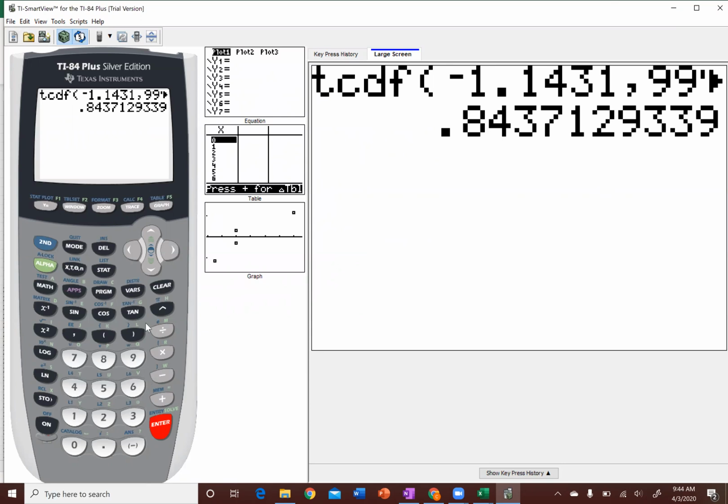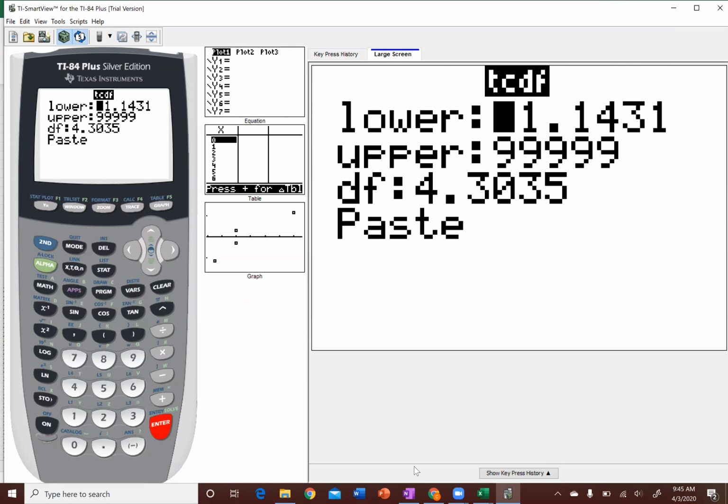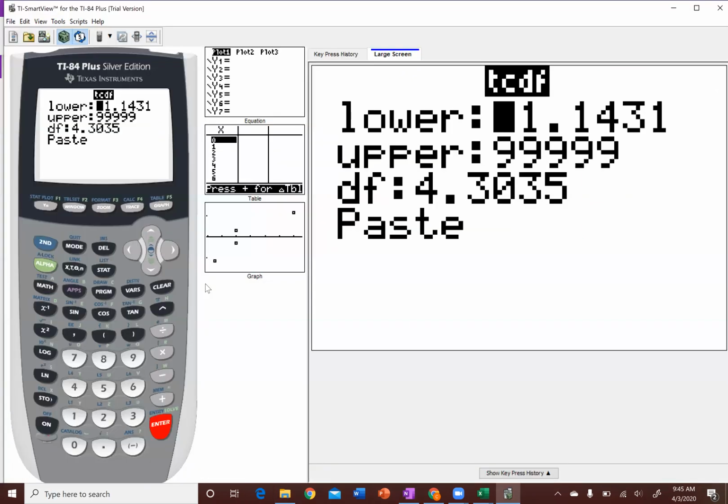Oh, you know what? I made a mistake. Hopefully you were screaming and yelling at the screen. But of course, let's go back to TCDF. What did I do wrong? Well, let's look at the statement of my p-value. I'm looking for the probability that t is less than negative 1.1431. So that number is actually the upper bound. So good job if you caught that. Now the thing is, I caught that after the fact because I saw that my p-value was so large, and typically a p-value isn't that large.